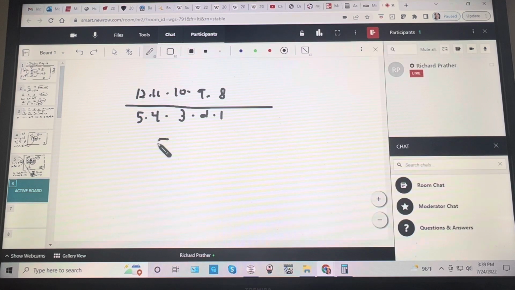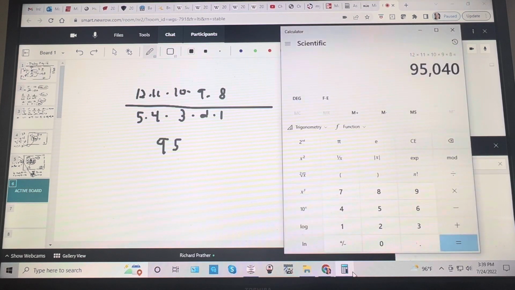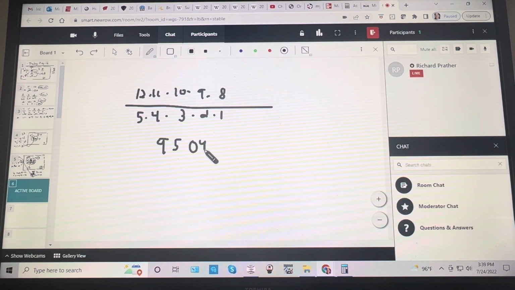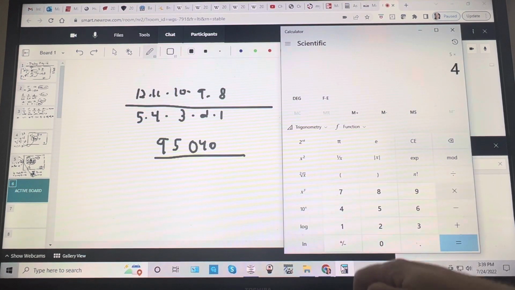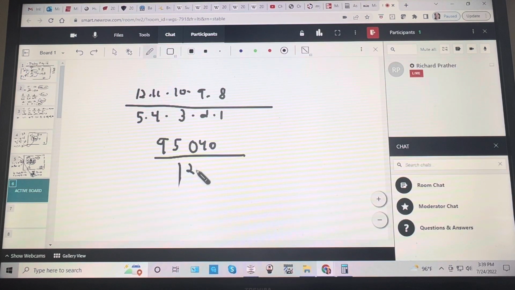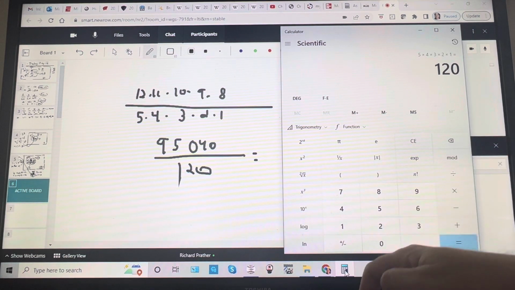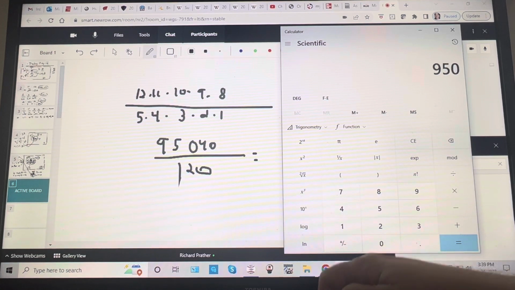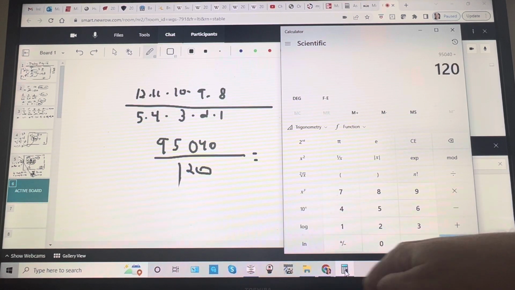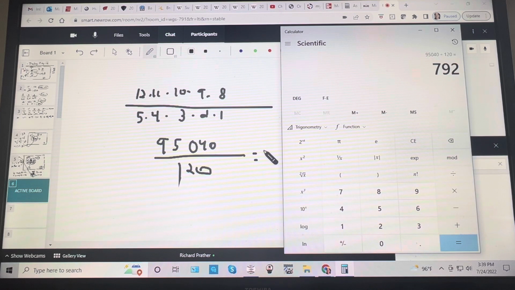But see how large that is, 95,040. You can do the entire denominator together, 120, and divide these two. This is the slow and steady, the hare beats the tortoise beats the hare kind of way. But notice now I got to go back and retype this big number, 95,040 divided by 120. The answer is definitely 792.